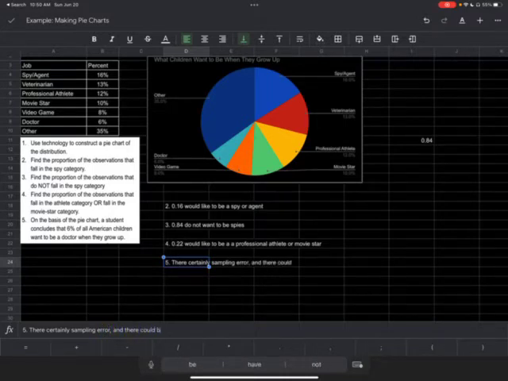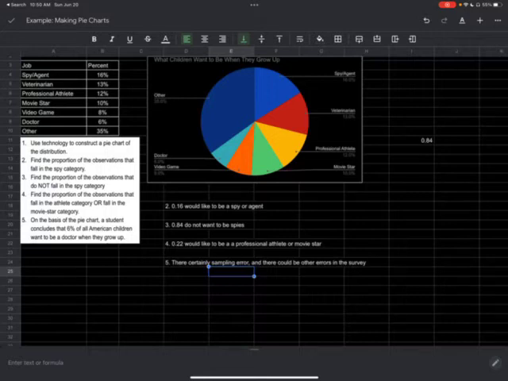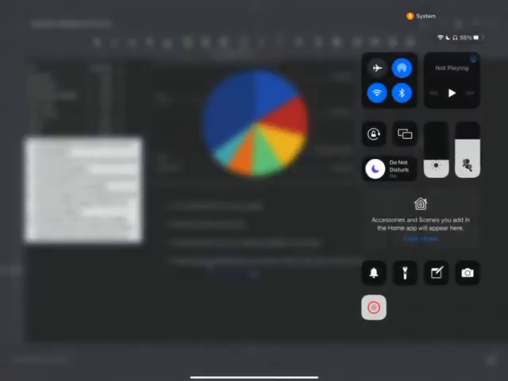And there could be other errors in the survey. Maybe we just surveyed people in a particular school or a particular economic class. So there's lots of different errors we could have. But for the population of students, we do have a very good breakdown. And that's it.